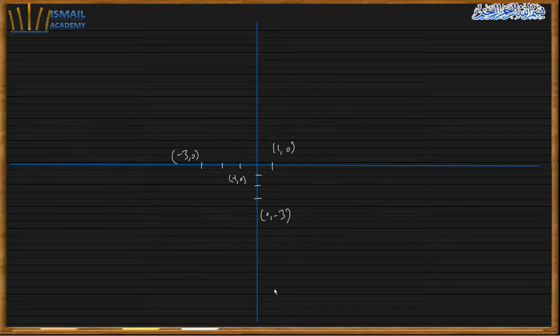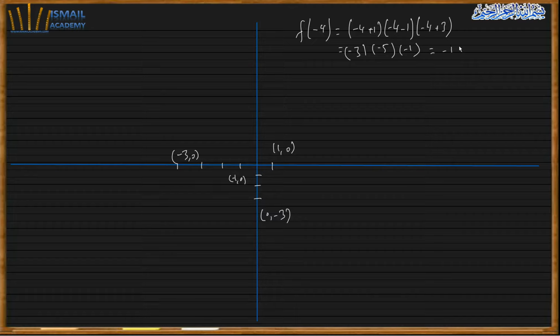Alright, now you see I need to always start from the left. You can start from the right, it's up to you. First thing I say, okay, where am I going to start from, the top or the bottom, the positive side or negative side. So in that case, I pick a value. I pick, for example, minus 4, and look at what minus 4 will give me. So it's going to be minus 4 plus 1 times minus 4 minus 1 times minus 4 plus 3. So it's going to give me minus 3 times minus 5 and times minus 1. So I have negative, negative, negative, meaning it's negative.